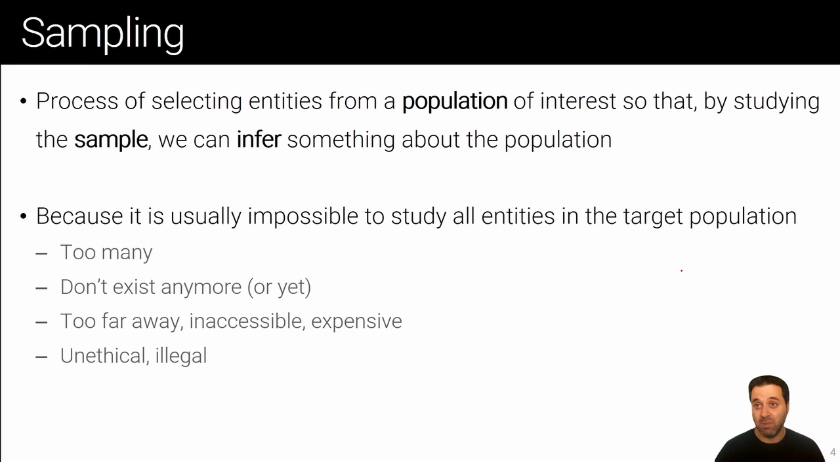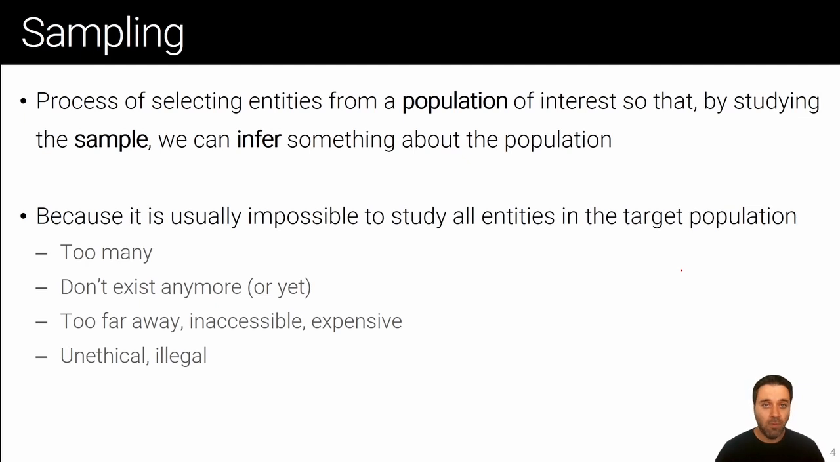We don't have access to all people in the country, or it's too expensive. So what we do is select a set of people, let's say 1,000 people, and then we study those 1,000 people. And the point is that we might be able to extrapolate our results from these 1,000 people to all the millions in the country.